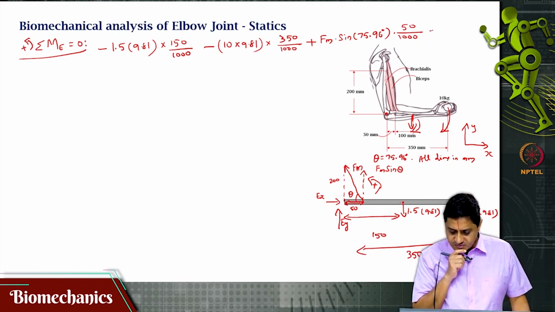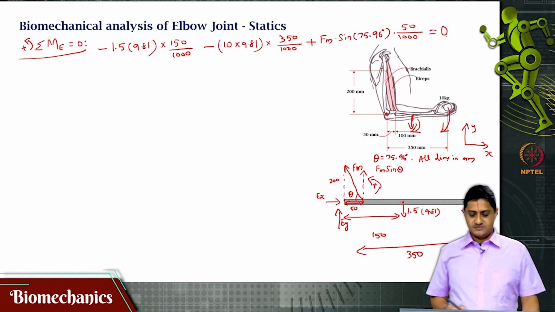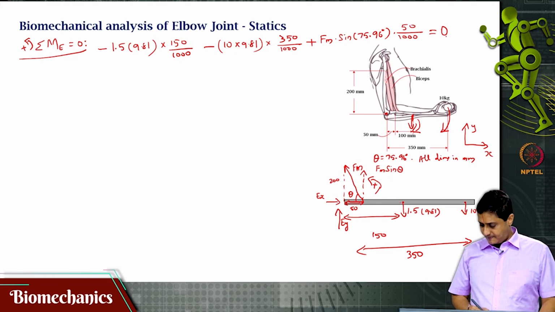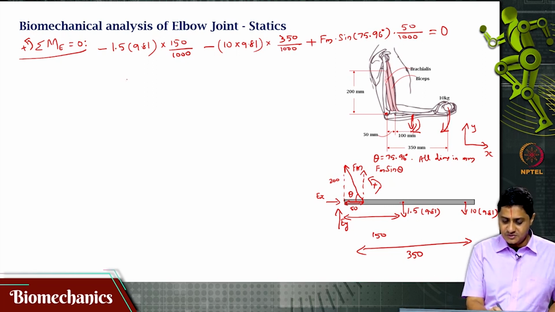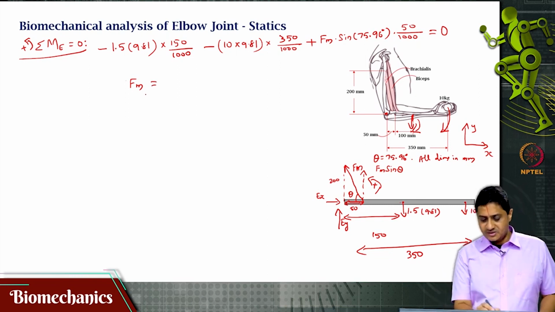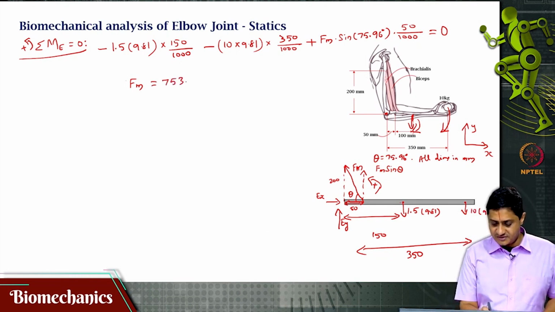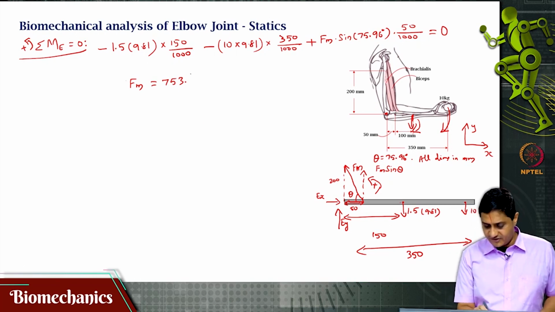Any other force we have left out? The answer is no, equal to 0. Okay. Now, this is one equation in a single variable. I request you to try and simplify this algebra. After some algebra, you realize the value of Fm is about 753.35 newtons.